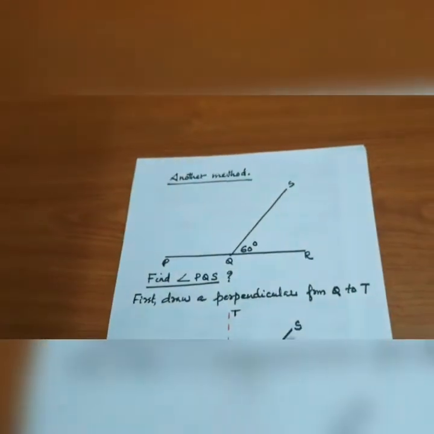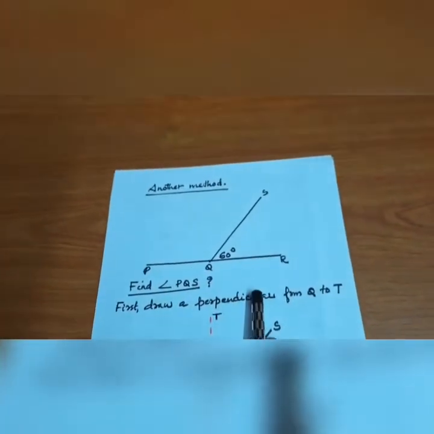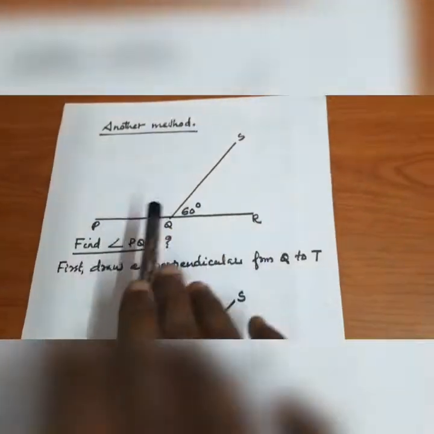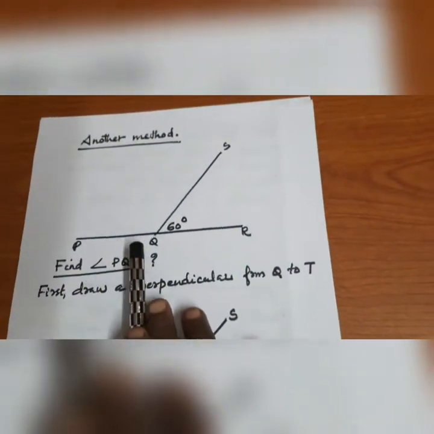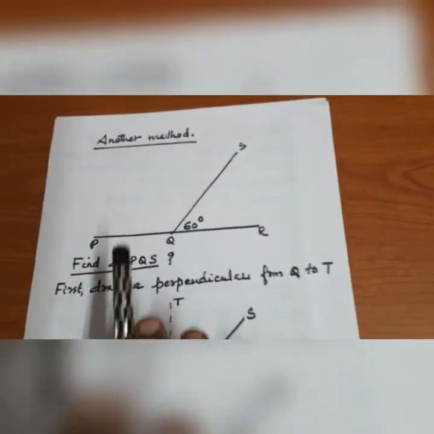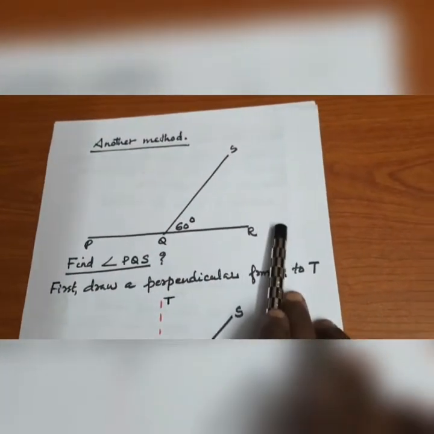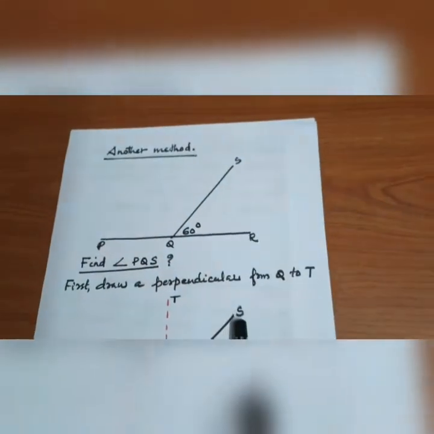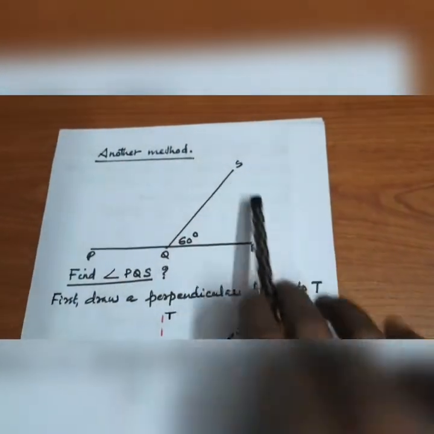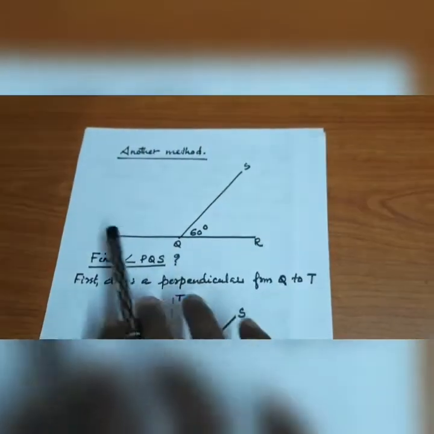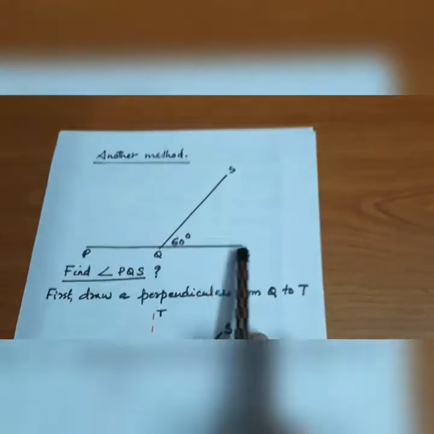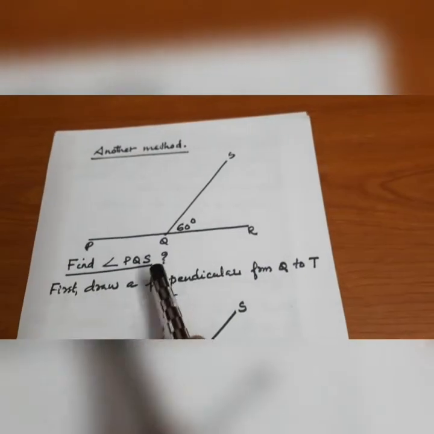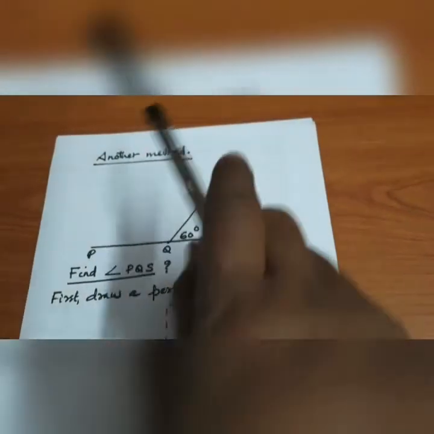Here is a third method that we studied in this chapter very elaborately. This method is very important for this chapter. You can see two angles, angle PQS, angle SQR, and a third angle from P to R. The measurement of the angle from the point P to R is 180 degree, that is the angle of a protractor. So we have to find out angle PQS.